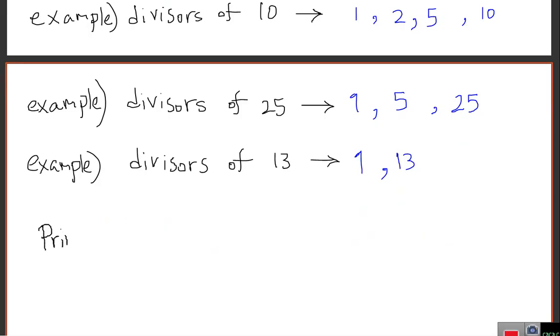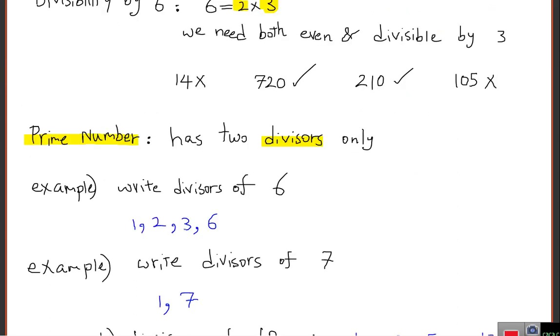Let's count some prime numbers. The prime numbers are the numbers which have only 2 divisors. Here is the definition: has 2 divisors only. One of them is 1, the other is itself. Okay.